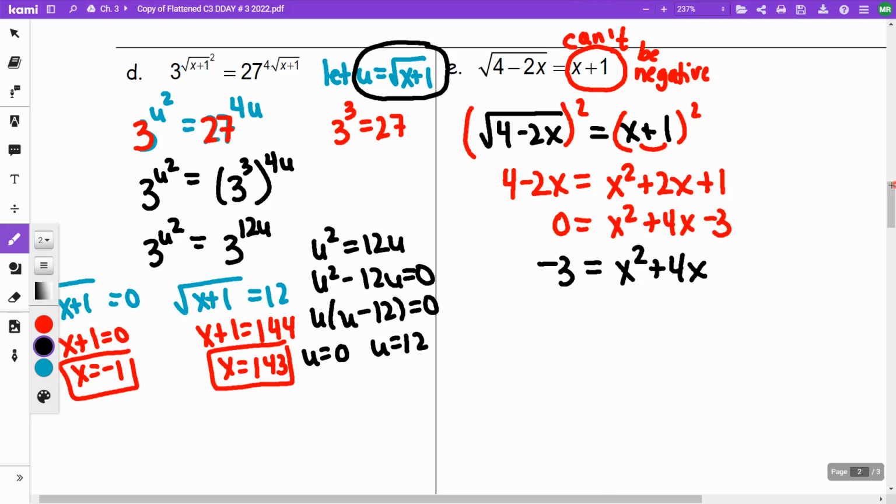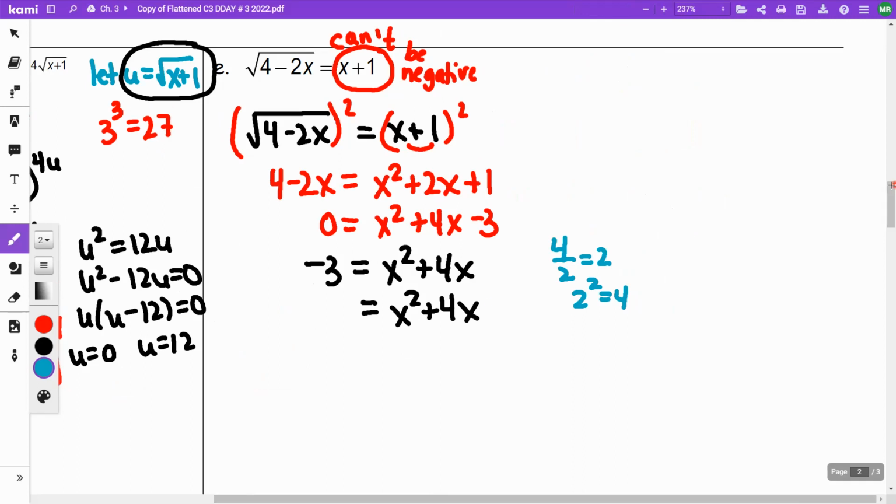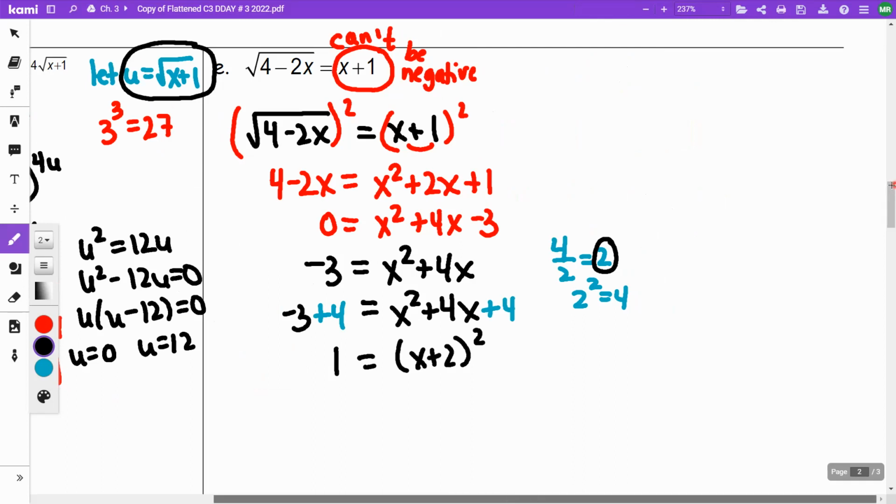And then what I'm going to do is I need to figure out what would make this a complete square. So I take my b, which is 4. I take half of it, which is 2. And then I'm going to square that, which is 4. So I'm going to add 4 here and also to this side. So I'm going to get a positive 1 is equal to, and this is going to be half of 4 is 2, so this is going to be (x plus 2) squared. I'm going to take the square root, so I get plus or minus 1 is equal to x plus 2.